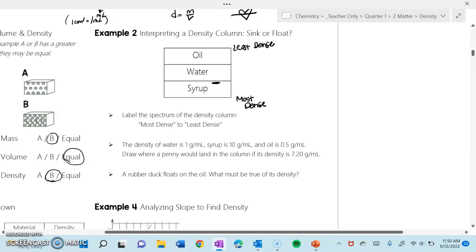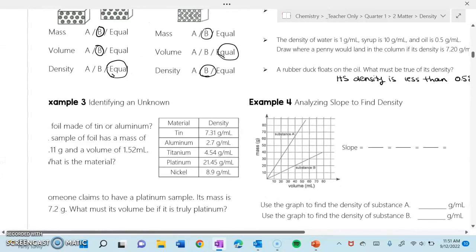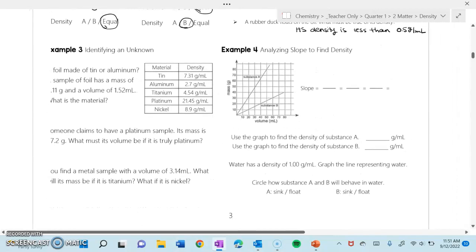A rubber duck floats on the oil. What must be true of its density? Well, if our little ducky floats up here, that looks not like a duck, but bear with me. That duck has to have a density less than that of oil, which would be 0.5 grams per milliliter. We don't really know anything else of the duck's density other than it's less than 0.5 if it's floating. We're going to finish example 3 and example 4 in a part 2 video.